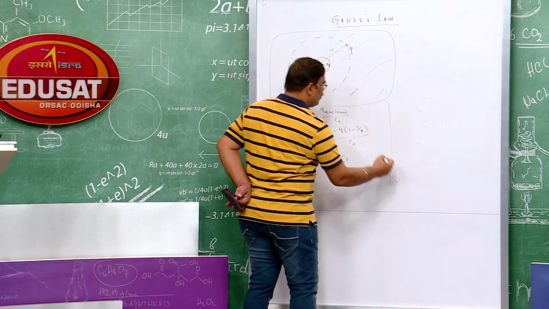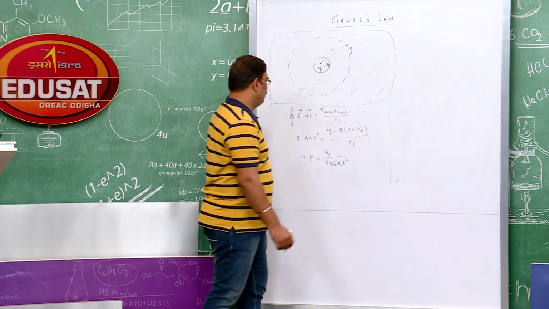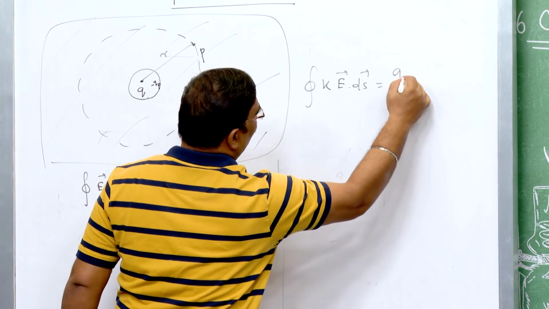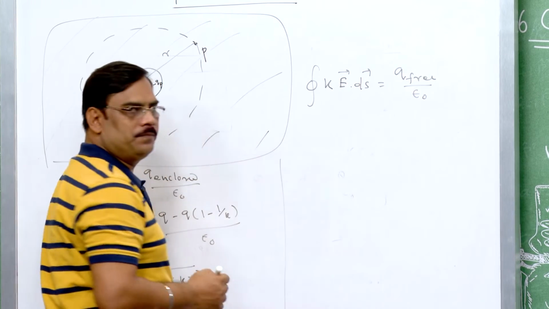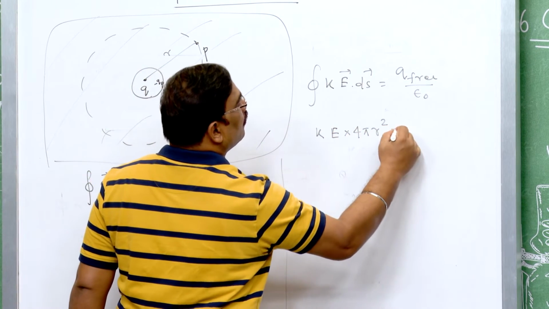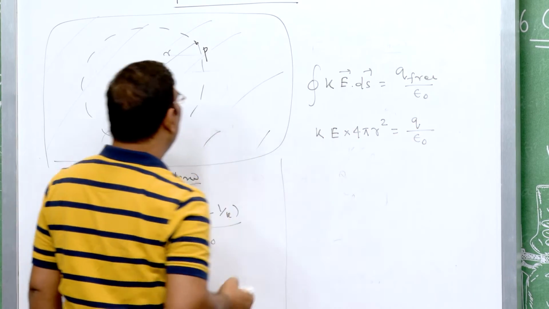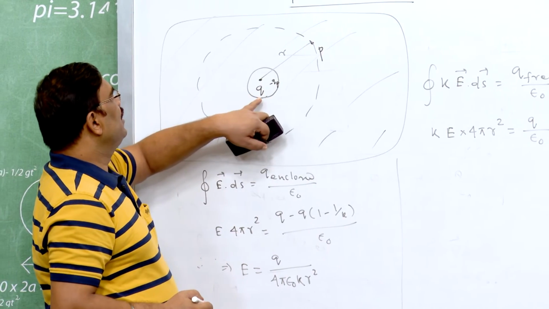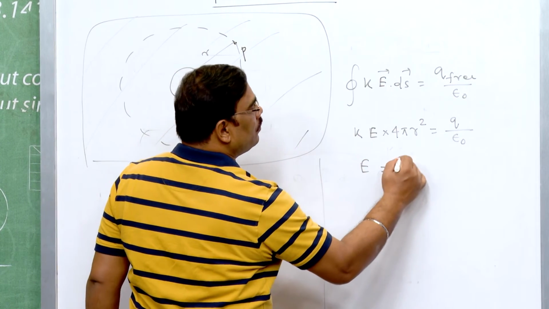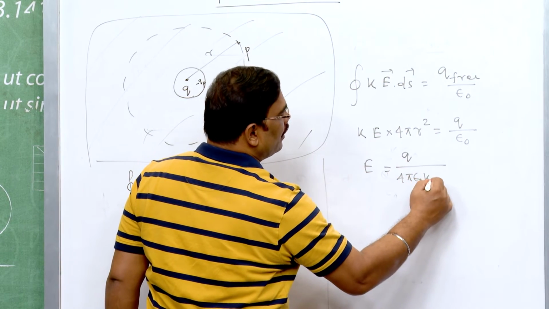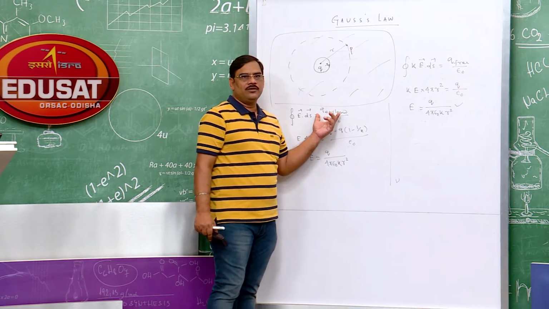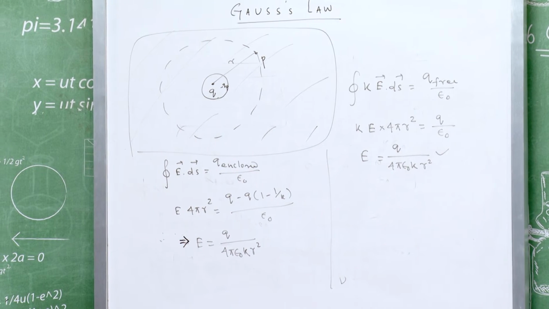Now, using the second form of Gauss law, let us see whether the same thing is coming or not. If I use integration k E dot ds equal to Q free divided by epsilon 0, this will give me k E into 4 pi r square equal to Q free, which is Q divided by epsilon 0, because within this Gaussian sphere, Q is the free charge and minus QP is the bound charge. So, my E equal to Q divided by 4 pi epsilon 0 k r square. You see, whether you apply Gauss law using the free charge or using the total charge enclosed, we are arriving at the same result.